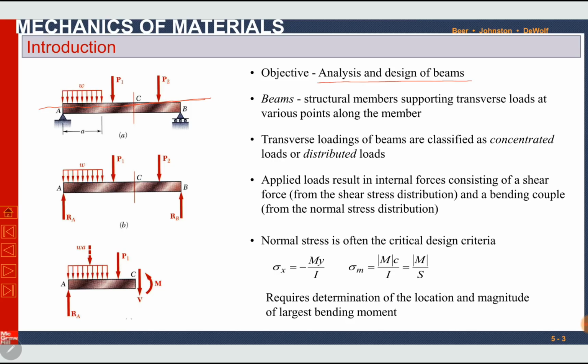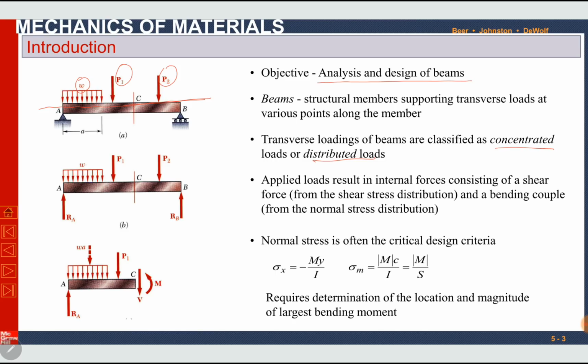Transverse loadings of beams are classified as concentrated or distributed loads. So a transverse load can be concentrated, like P1 and P2, or it can be a distributed load, like W in this case. The distribution can be uniform, linear, parabolic, or random.